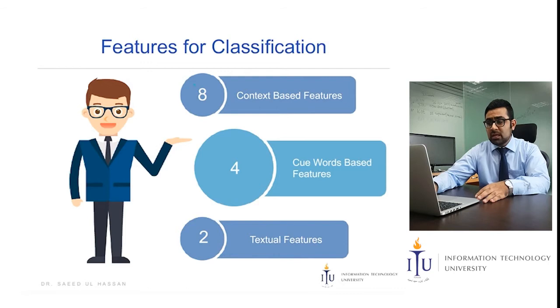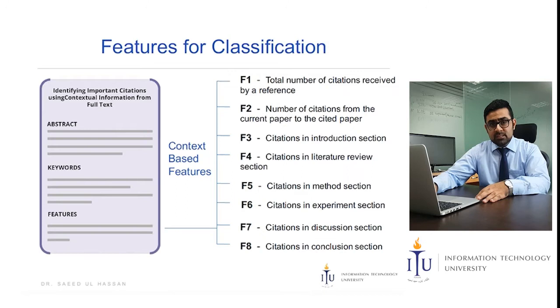So as I mentioned, we had 14 features. 8 of them were classified as context-based features, 4 of them were keyword-based features, and 2 of them were textual features, and I'll explain the details of them. For the context-based features, we started off with some very simple features. For instance, F1 is the total number of citations received by a reference. F2 is the number of citations from a current paper to the cited paper. F3 onwards are citations in the introduction section, the literature review section, and, for instance, the method, experimental or discussion, or conclusion section. So these were the context-based citation features.